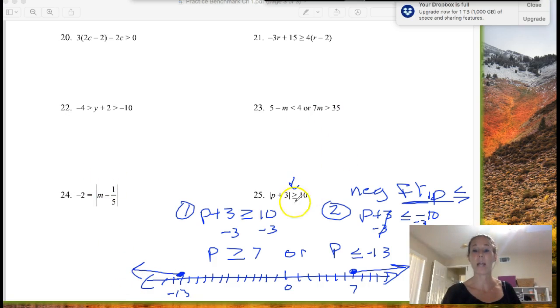So remember, with absolute values you have two cases, the positive case and the negative case. With the inequality, make sure that for the negative case you flip the sign when you write it out. Then solve it. You should have two solutions. And that's how you do this.